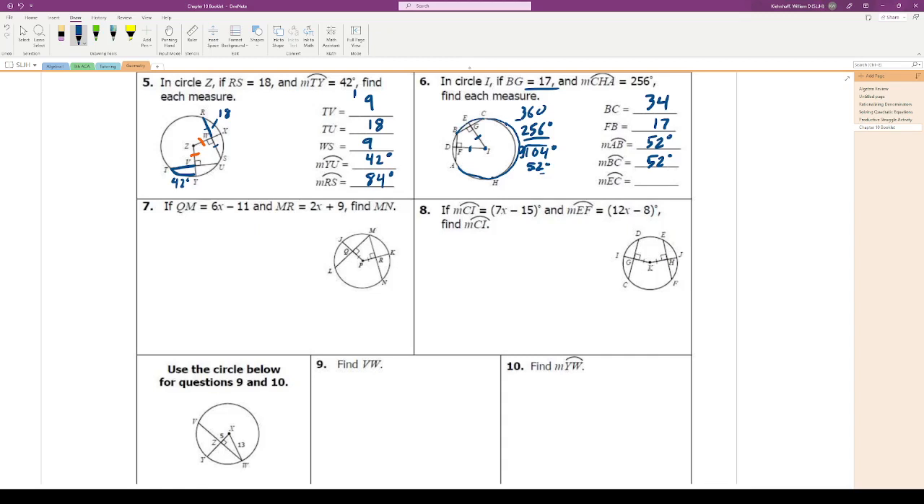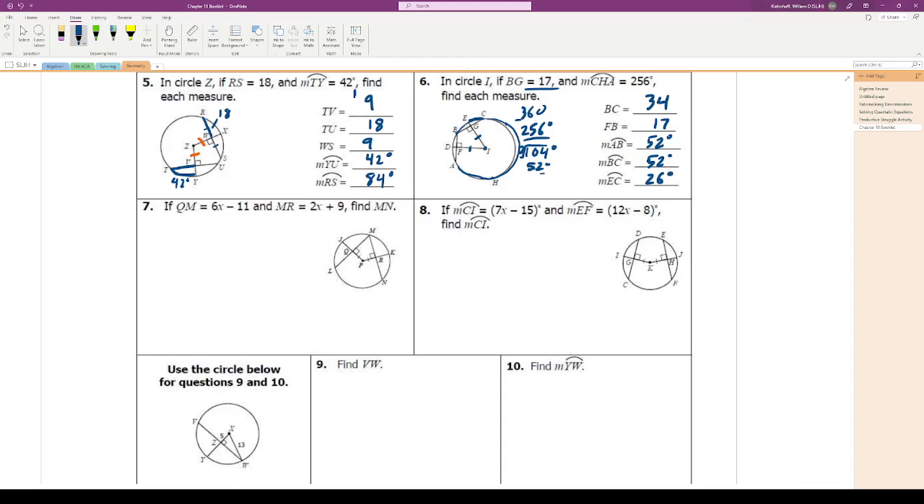I think that's true. Maybe that's not true. I'm going to go with it. Okay, measure of arc EC is half of one of these two arcs, so that would be 52 over 2, or 26 degrees. So that's that one.